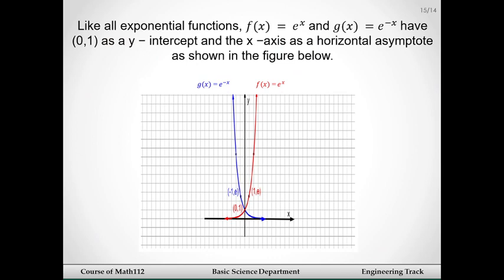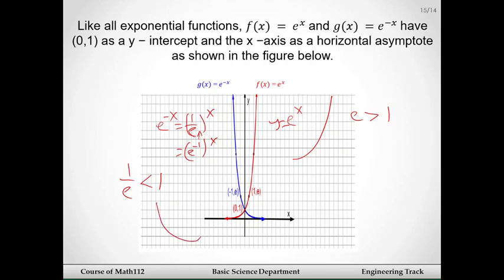And the graph of e to the x has the same properties as any other exponential function. Since e is bigger than 1, it will have such behavior. And when it comes to e to the minus x, which is 1 over e to the x, this is (1/e) to the x, and 1 over e is less than 1. So it has this type of behavior, as you see.